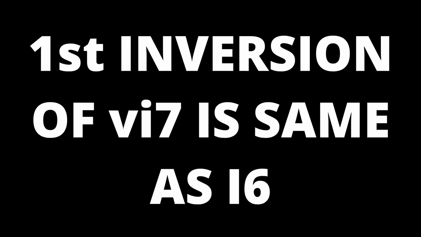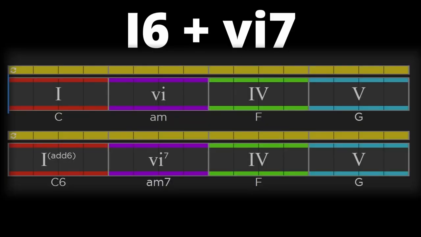If we played the first inversion of the 6 minor seventh, then it would be the same as a C major sixth. You may like this ambiguity, so don't dismiss it without experimenting. Trust your ear as to what sounds good or bad to you. Let's see an example of 1 major 6th and 6 minor 7th next to each other in a progression. What do you think of the sound it creates?